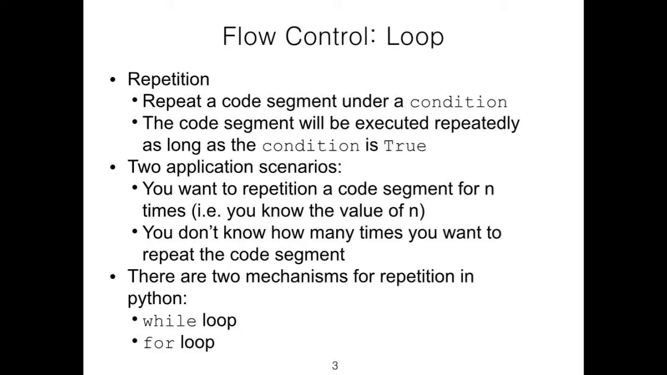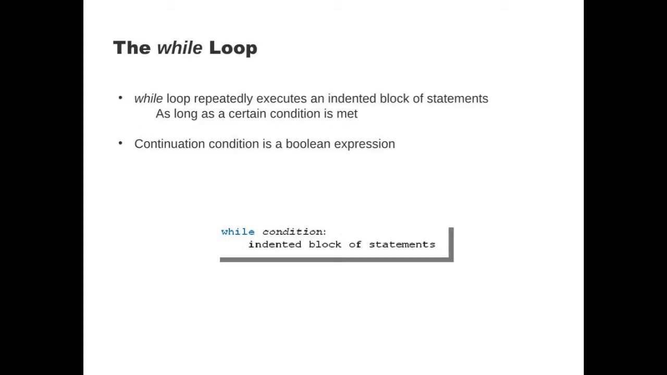In Python, there are two mechanisms for generating repetitive code. One is a while loop, two is a for loop. Let's take a look at the while loop. In a while loop, an indented block of statements will be repeated again and again as long as the condition returns a Boolean value of True.